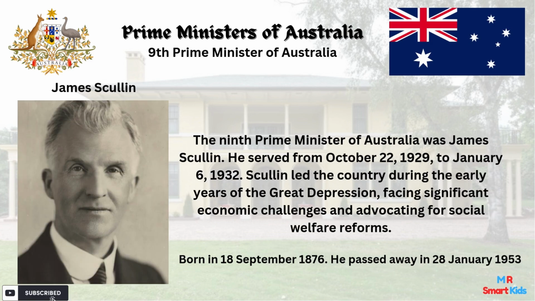The 9th Prime Minister of Australia was James Scullin. He served from October 22, 1929, to January 6, 1932. Scullin led the country during the early years of the Great Depression, facing significant economic challenges and advocating for social welfare reforms. He was born on September 18, 1876. He passed away on January 28, 1953.